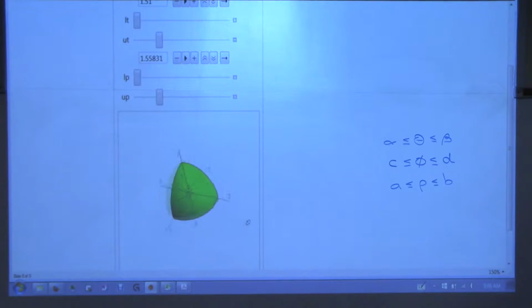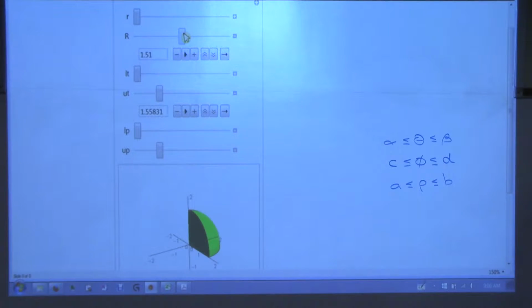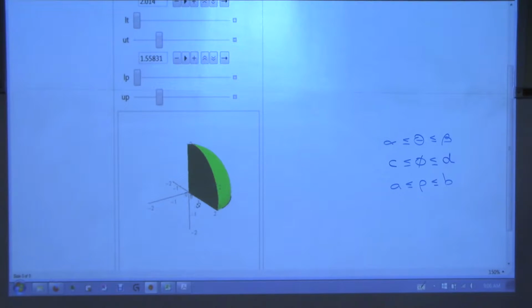Okay, what I've done here is I've restricted in spherical coordinates. I've drawn a solid ball, but I'm just looking at the first octant of that ball. Let's say it has a radius of, let me change the radius here to about, let's make it 2. So I'm close enough, 2. All right, there we go. So that's a solid ball, but I'm just looking at it in the first octant.